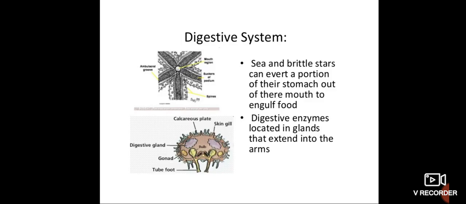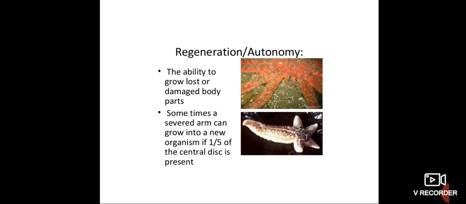Sea stars and brittle stars can evert a portion of their stomach out of their mouth to take the food. The digestive enzymes are located in glands that extend into the arms. The ability to grow lost or damaged body parts can be seen in echinoderms, known as regeneration or autotomy. Sometimes a severed, damaged arm can grow into a new organism if 1/5 of the central disc is present.